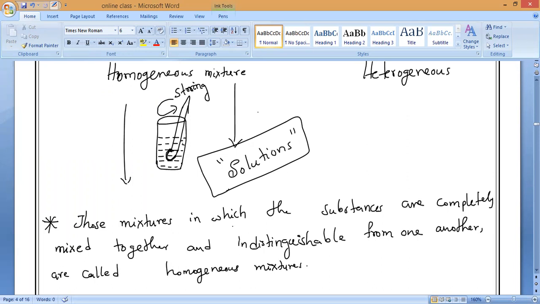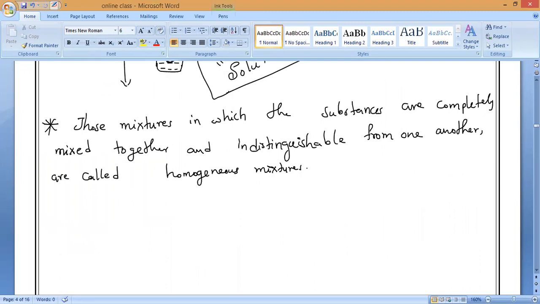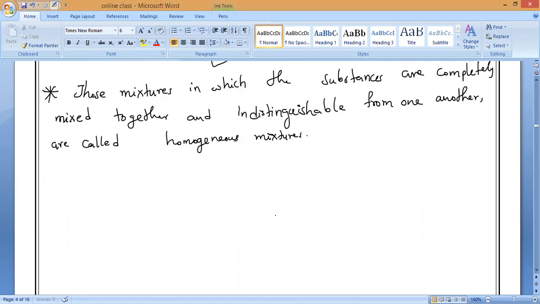Are you clear? Indistinguishable. Is it okay, everybody? Yes, sir. Indistinguishable from one another is called a homogeneous mixture.